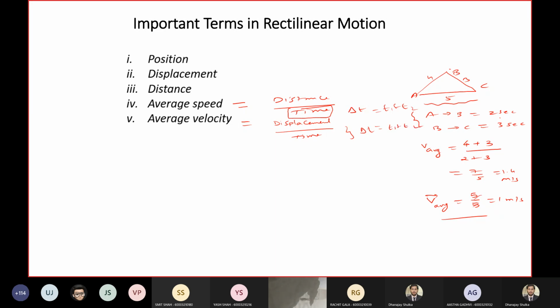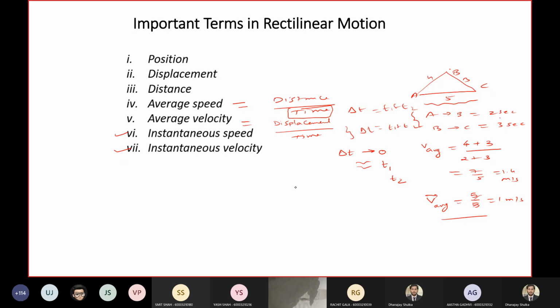Now I can have these as average values, and I can have instantaneous values also. What does instantaneous value mean? Instantaneous value means at a particular instant. If I keep reducing this delta t, in a mathematical way I say that delta t tends to 0, such that it becomes a particular instant, let's say t1, t2. Now I can have the value of speed and velocity at a particular instant, and that is known as instantaneous values.